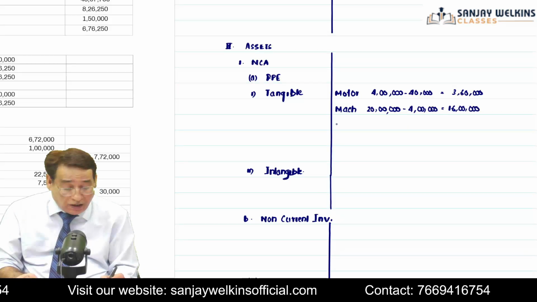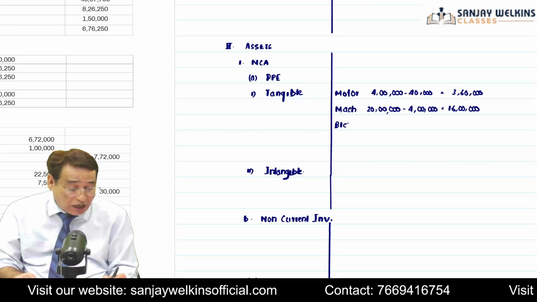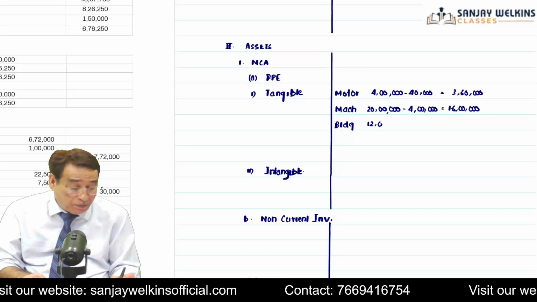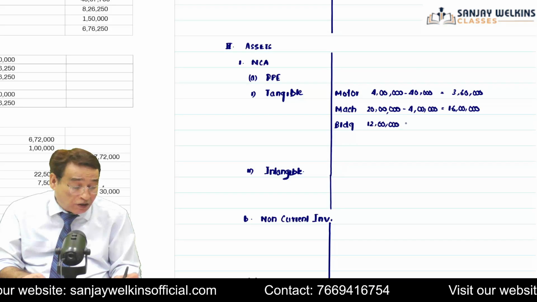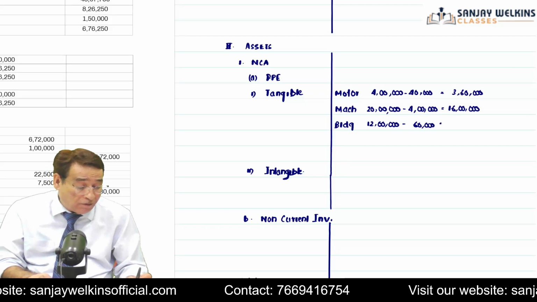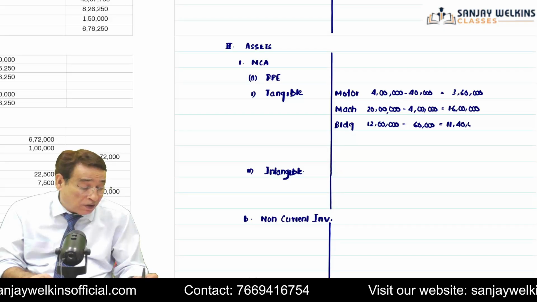Then we have buildings also. So we shall write here buildings. And even in building, we have to provide depreciation. So the amount of building is 12 lakh, and below it is written that we have to provide 5% depreciation, that will be equal to 60,000. So I will be writing here 11 lakh 40,000. Is it clear to you or not?